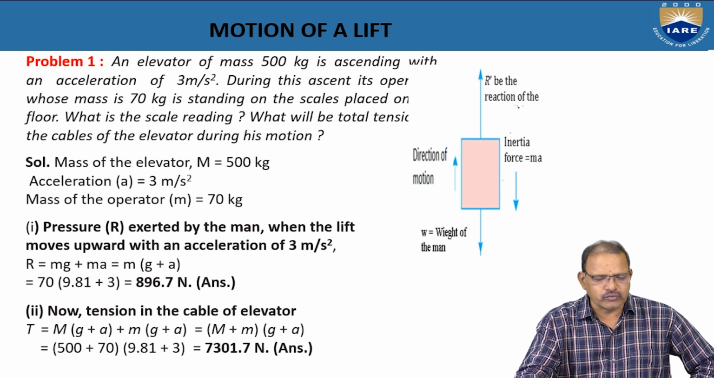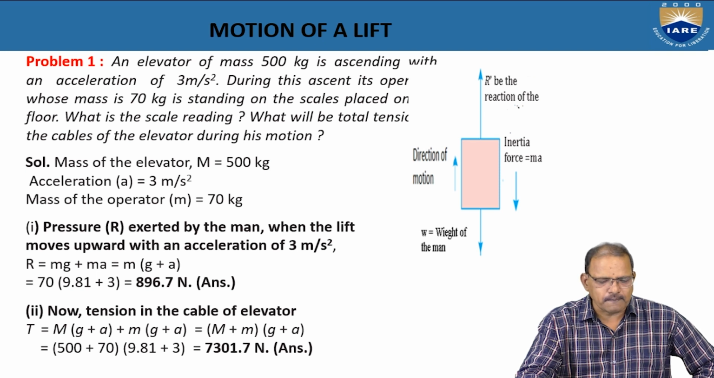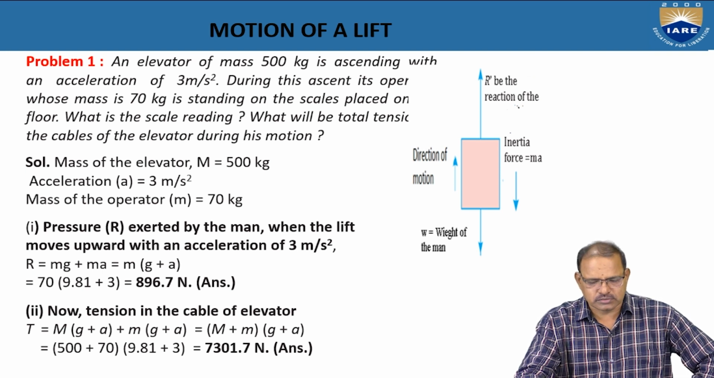Based on that equation, we are discussing certain problems. Problem number one: an elevator of mass 500 kg is ascending with an acceleration of 3 meters per second square. During this ascent, an operator whose mass is 70 kg is standing on the scales placed on the floor. What is the scale reading? What will be the total tensile force in the cable of the elevator during the motion?